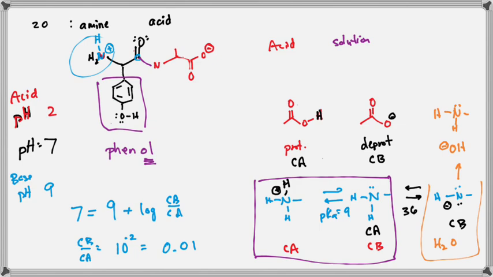Because it has a pKa of 10-ish. The phenol has a pKa of 10, which means if I'm going to look at this amino acid at a pH of 7, not only did I have to address the amine and the acid, I also have to address the side chain on my protein. And with the phenol having a pKa of 10, what should happen to its protonation state?